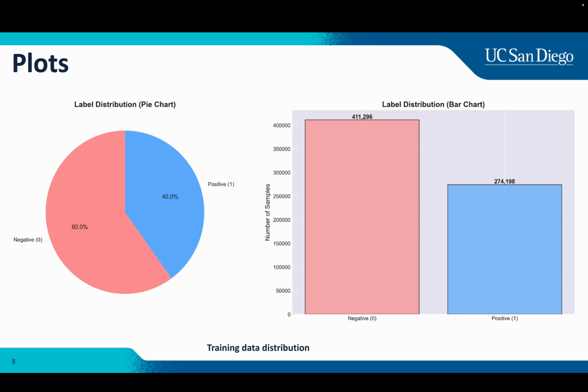So this is the plot of the training data set, which contains around 40% of positive samples and 60% negative samples. This is sampled in a way that it is able to understand users' positive preferences, and at the same time able to understand what the user doesn't like, so that there's a balance in the data set, and the model is able to understand users' positive and negative preferences.